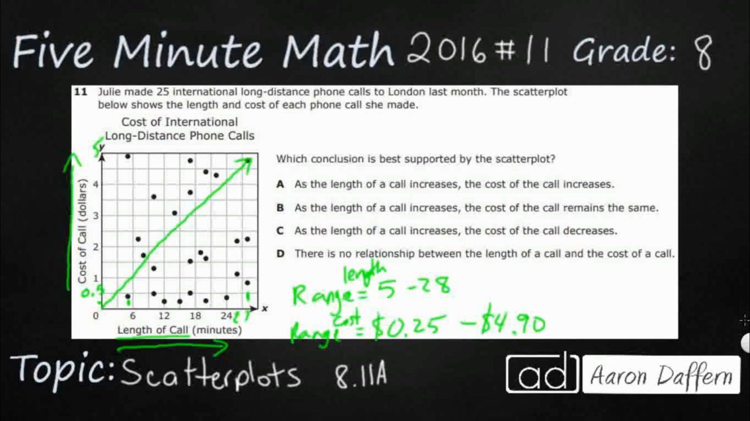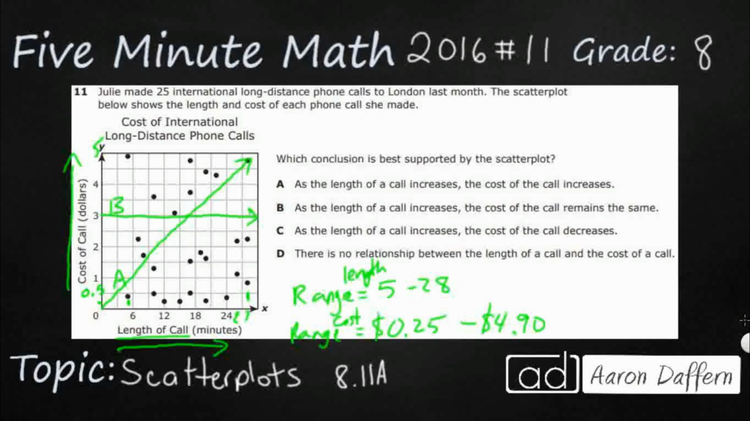Let's check B. As the length of call increases, the cost of the call remains the same. All right, so I'm going to label this as my A line. That might just be like a flat rate, like it costs $3 to call London, and it doesn't matter how long the call is, so it would look like this. Whatever that price is, I just picked $3 out of the air. It would be flat. As you increase the length of call, the cost remains the same, so your B line would look like this. Obviously, it's not that, because those dots should be near one of those lines, right?